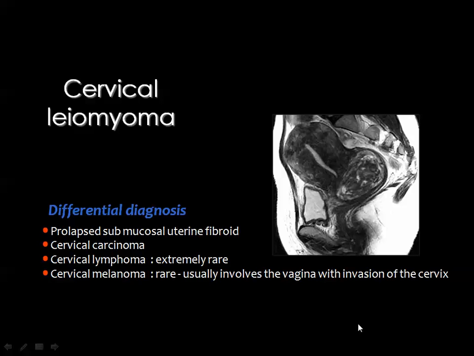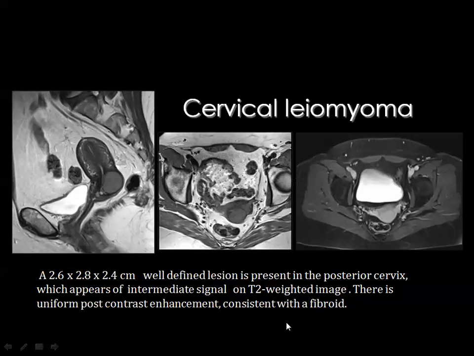And of course, the main differentiating issue here, as I will mention later on, is to differentiate the cervical leiomyoma from cervical carcinoma, since the two other possibilities are considered extremely rare, which are lymphoma and melanoma. And here you see a uterine leiomyoma, which is affecting the cervix, and this is the appearance on the T2 weighted image, the appearance in the T1 weighted image, and the appearance after contrast injection with T1 fat suppression.